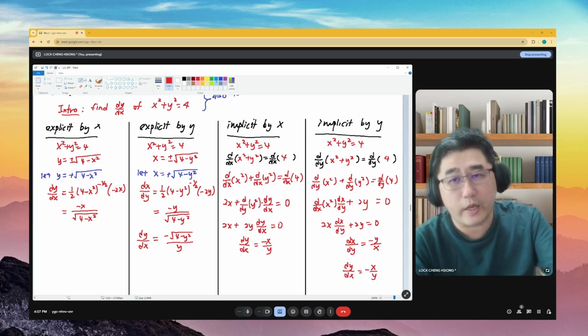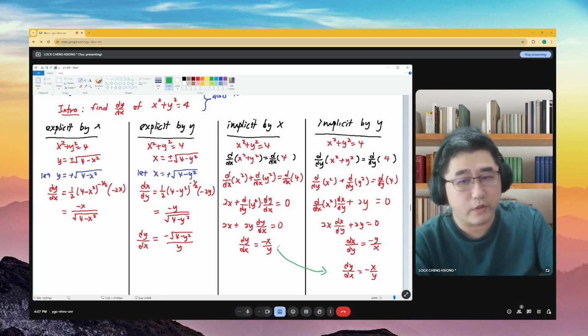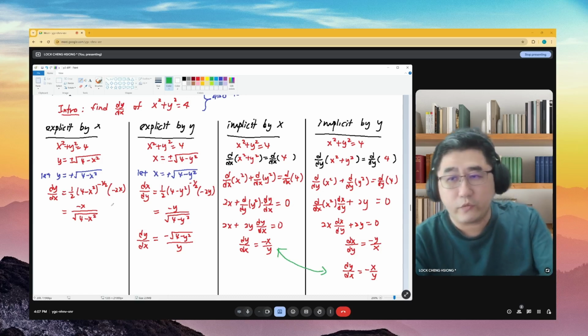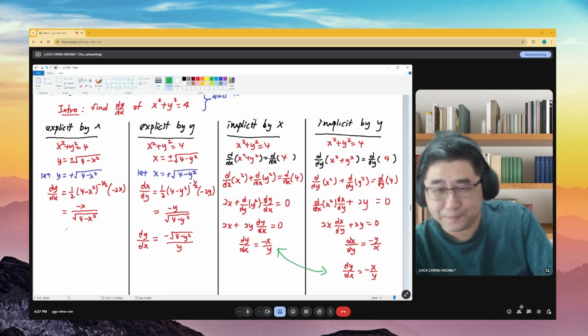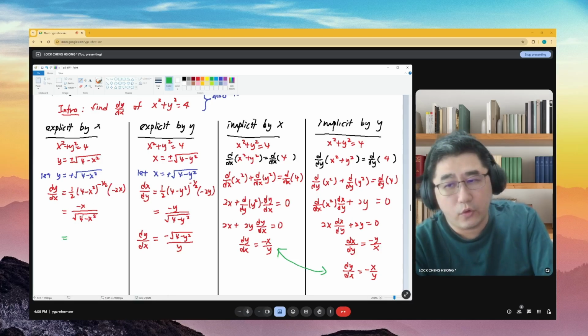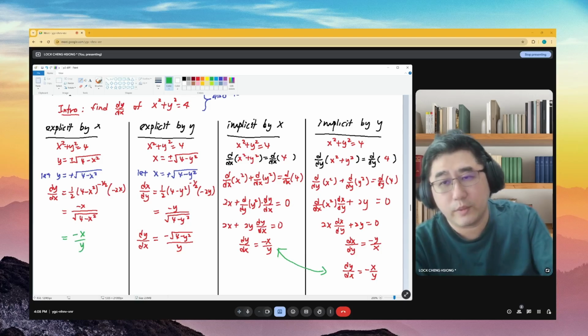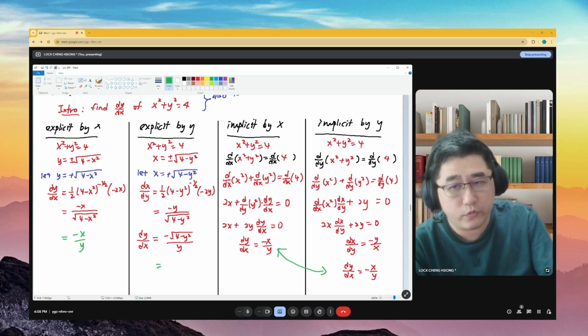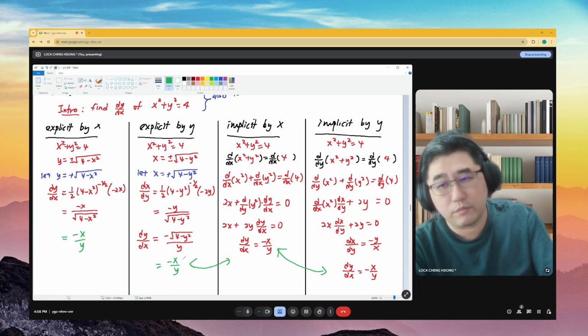And finally, the third and the fourth column give us the same answer. What about the first and the second? Let's go back. The first column, I have negative x over square root of 4 minus x squared. Remember earlier we let y equal the positive root of 4 minus x squared. So the bottom here is a y. It's the same with the third and fourth column. What about the second column? Same thing, we let x equal the positive root of 4 minus y squared, so you will see that this can be replaced by negative x over y. So they are all the same.